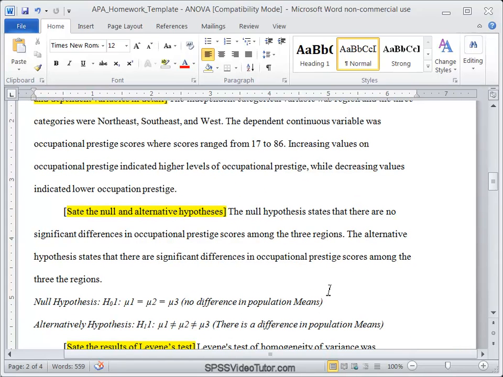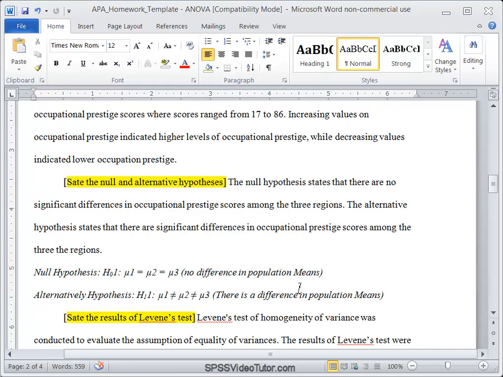Now, I'm stating both in written form and in mathematical notation, so that you have examples for both. The null hypothesis states that there are no significant differences in occupational prestige scores among the 3 regions. The alternative hypothesis states that there are significant differences in occupational prestige scores among the 3 regions. So the null hypothesis always states that there are no differences, and the alternative hypothesis states that there are differences. Okay? Now, here is the mathematical notation.